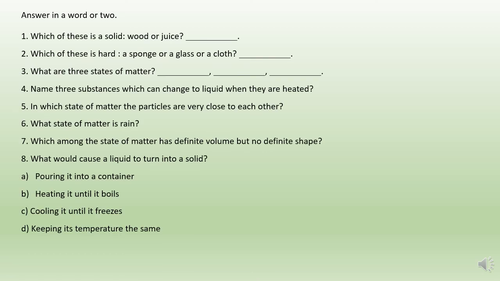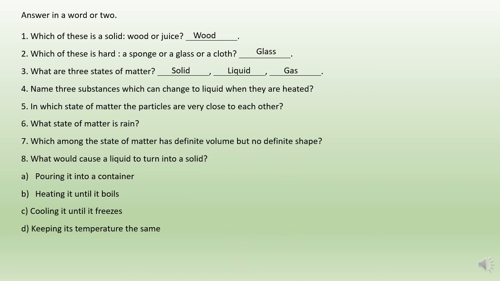Answer in a word or two. Which of these is solid? Wood or juice? Answer is wood. Which of these is hard? A sponge or a glass or a cloth? Glass. What are three states of matter?